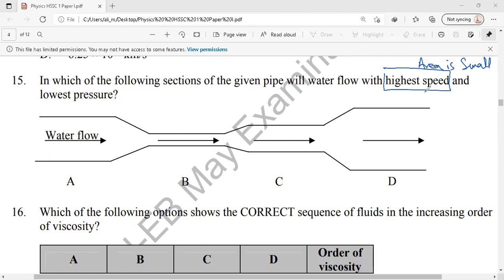The smaller the area, greater will be the speed in that section, while the pressure and the velocity of the fluid are inversely related to each other. It means the greater speed will have the lower pressure of the fluid in that section of the pipe. So highest speed in this pipe will be at this region B, that is in option B. And the greatest speed simultaneously will have the lowest pressure in the whole pipe. So the correct answer for this question number 15 is option B.